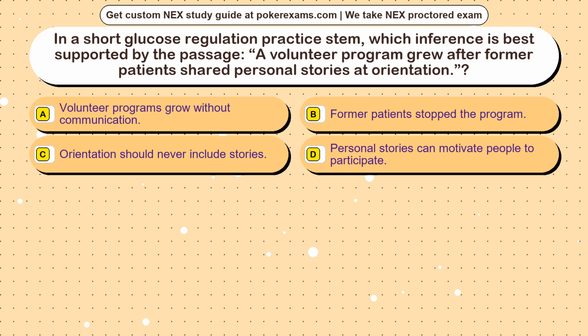Question 14. In a short glucose regulation practice STEM, which inference is best supported by the passage? A volunteer program grew after former patients shared personal stories at orientation. Option A. Volunteer programs grow without communication. Option B. Former patients stopped the program. Option C. Orientation should never include stories. Option D. Personal stories can motivate people to participate.